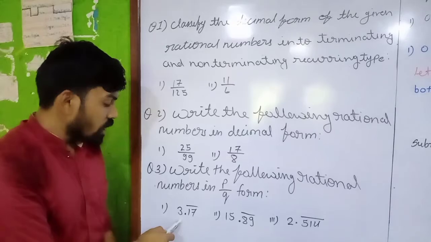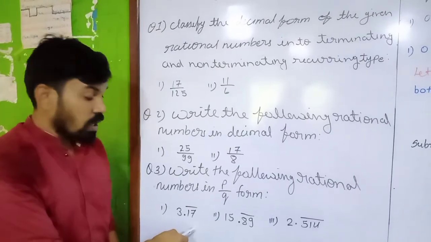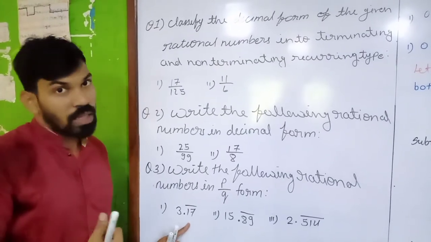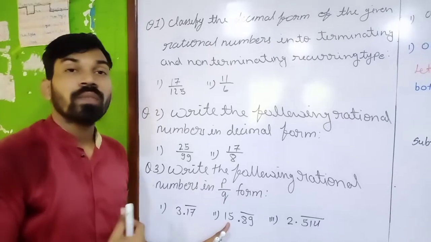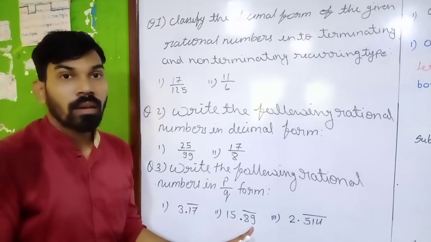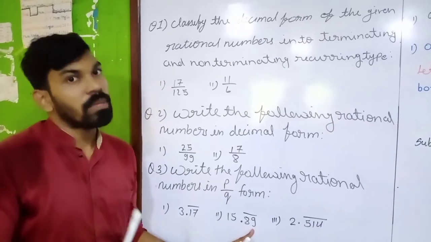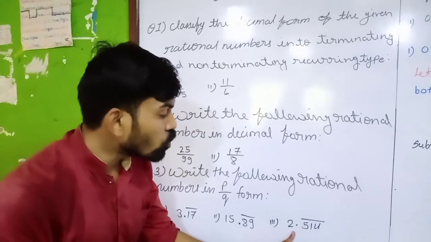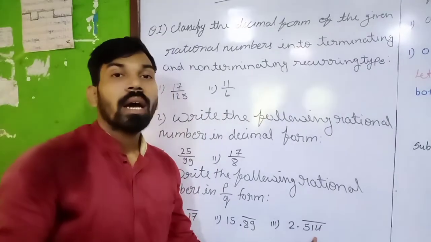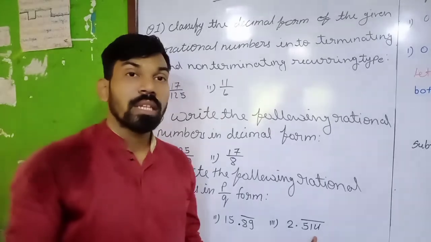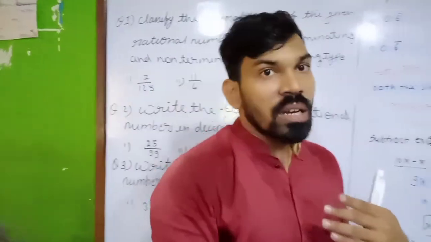Just as we did. Here we have 3.17. After the decimal we have 2 digits, so multiply with 100. Here also 15.89 bar. After the decimal point we have 2 digits, so multiply by 100. Here we have 2.1514. After the decimal here we have 3 digits, so we have to multiply with 1000.